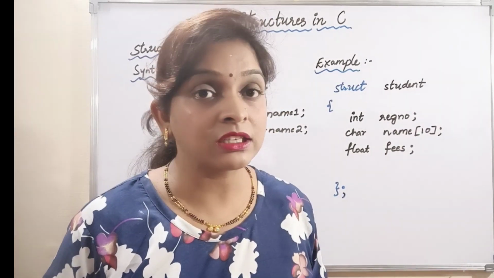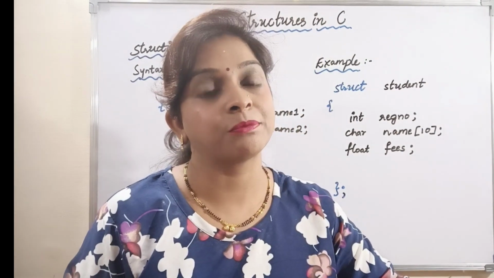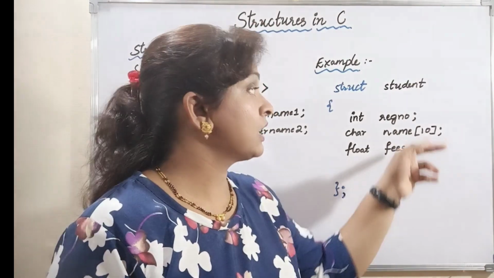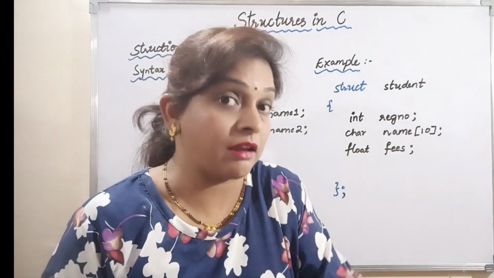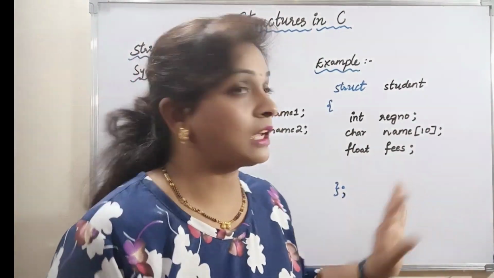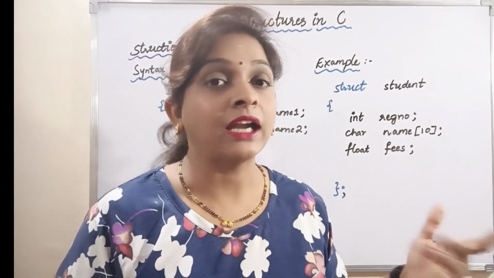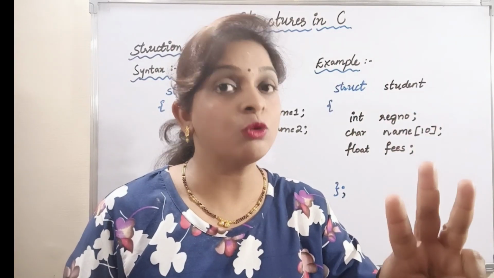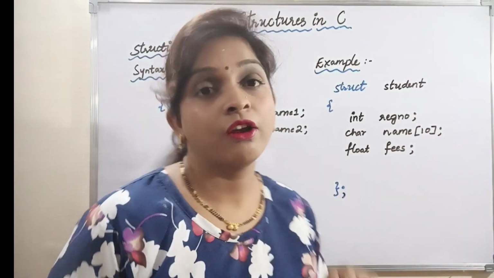But structure is not like that. It can store multiple values of multiple types. So which are all those multiple types that I need to define here. I say I want register number of integer type, I want name of character array type, I want fees of float type. So my data type is ready now. The data type name is student, and this student can store 3 values of 3 types: integer, character and float.